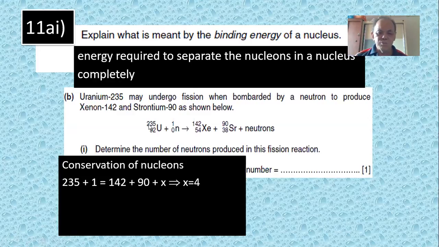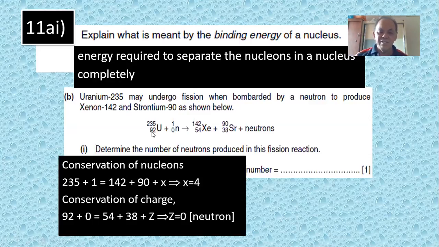235 plus 1 equals 142 plus 90 plus X, and then we find X is 4. I think that's good enough already because they already told you it's a neutron. So it's 4 neutrons.